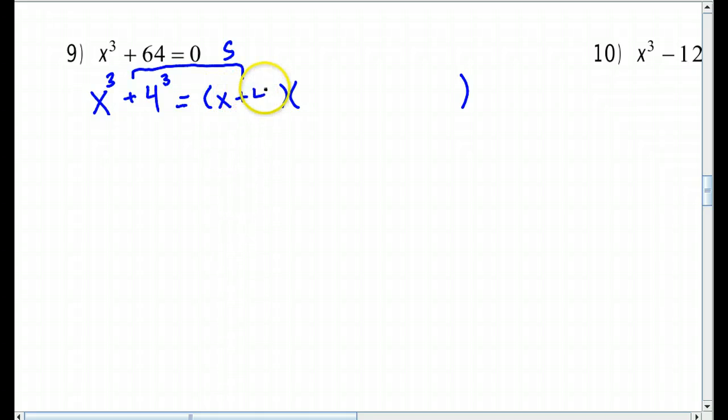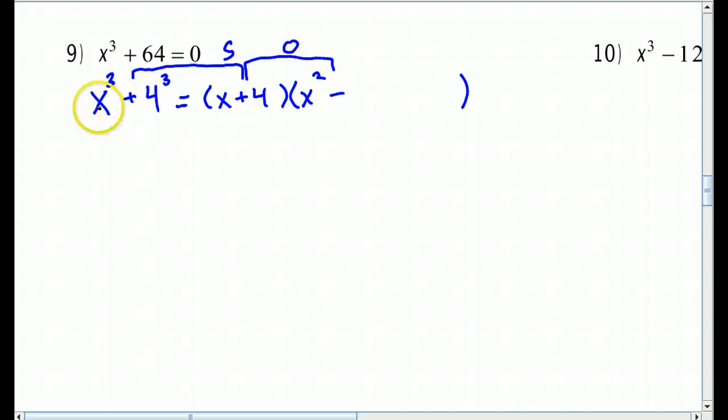Then we're going to have x squared minus, so these two are always opposite, and it's always just multiply the two things being cubed. So 4 and x make 4x, and then the last one is 4 squared, which is 16. And this one, remember, is always positive. So yeah, and this equals 0.